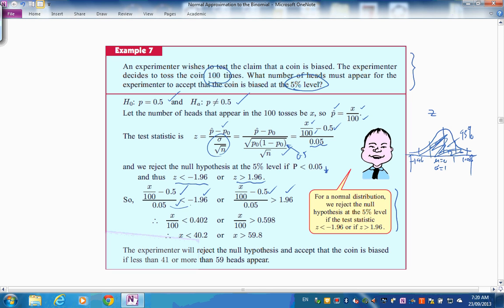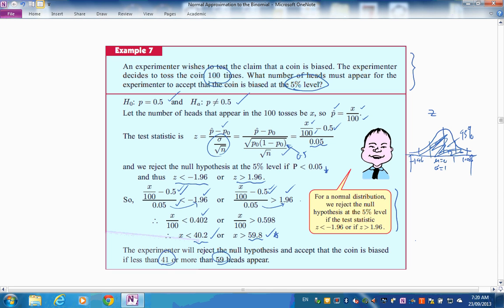Okay, so multiplying across here, we get less than 0.402 or greater than 0.598, multiplying across and then adding the numbers there. Alright, so multiplying by 100, x must be less than 40.2 or greater than 59.8. So we've got to make those numbers contextual here. So it's less than 41 or more than 59. Alright, so here it's got to be bigger than 59.8 in actual fact. Let's look at the rounding off there.